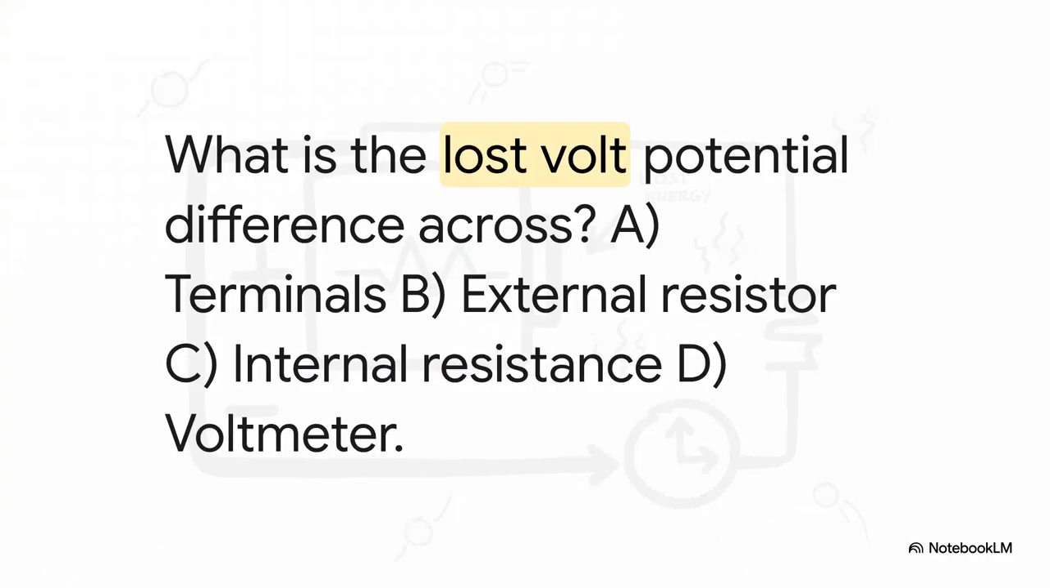All right, so here is the exact question you might actually see staring back at you in the exam hall. It reads, the lost volt of a cell is the potential difference across A, the terminals of the cell, B, an external resistor, C, the internal resistance of the cell, or D, a voltmeter. Now, truly understanding what this question is really asking, that's the key to unlocking the right answer, and honestly saving yourself some precious time on exam day.